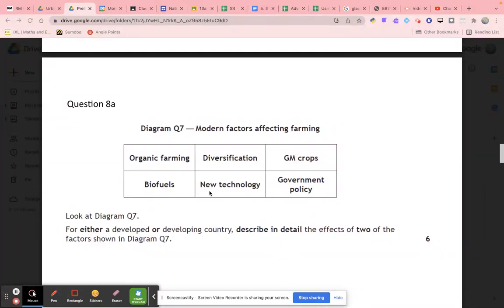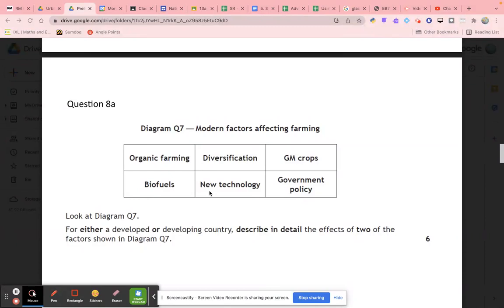New technology also means that fewer workers need to be employed by the farmer, and therefore the farmer might end up with more profit because they're not having to pay as much in wages. The negative effect of that is it leads to a lot of rural unemployment, and that is true of both the developed and the developing world, because people lose their jobs as the machines start to take over.